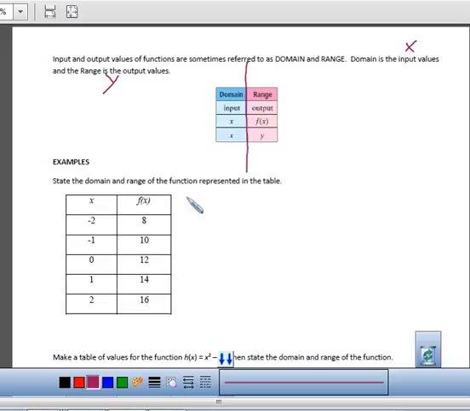So this is how you do it. The domain is, you can do an arrow or a colon, x is equal to, then we do a curly bracket, or mustache, and then we write our values, and we go from least to greatest. So negative 2, negative 1, 0, 1, 2.